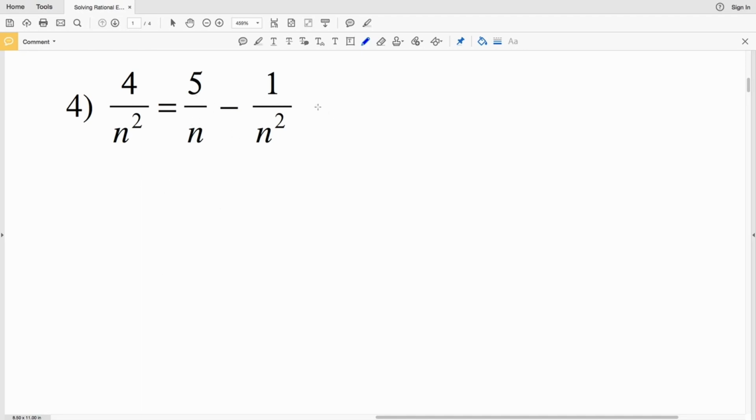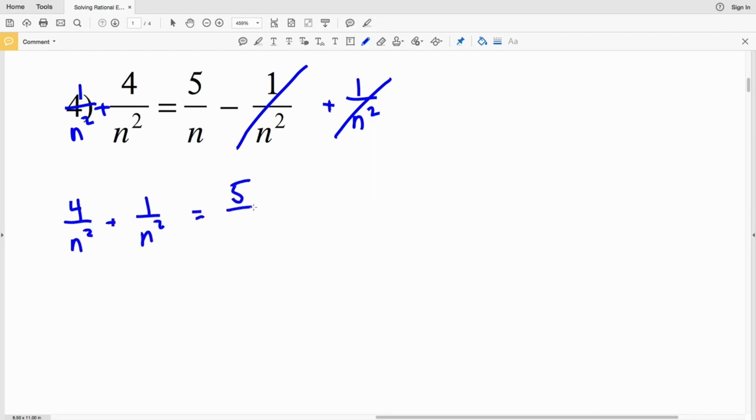So in order to rearrange this equation and get the n squareds on the same side of the equation, I'm going to add 1 over n squared to both sides. When I do that, subtracting 1 over n squared and adding 1 over n squared will cancel out on the right hand side, and on the left I'll have 4 over n squared plus 1 over n squared, and that's going to be equal to 5 over n, since that's what's left on the right hand side. Now that I have a common denominator, I'll go ahead and add. 4 plus 1 is equal to 5. So I'm going to have 5 over n squared equal to 5 over n.